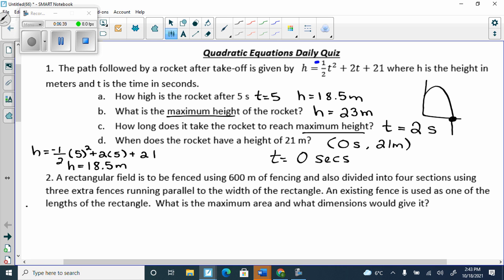What's my x-intercept at, to the nearest tenth? It needs to be positive. When does it happen? 8.8. So at 8.8 seconds, it reaches 0 meters. It's an x-intercept, correct? So that's how long it takes.